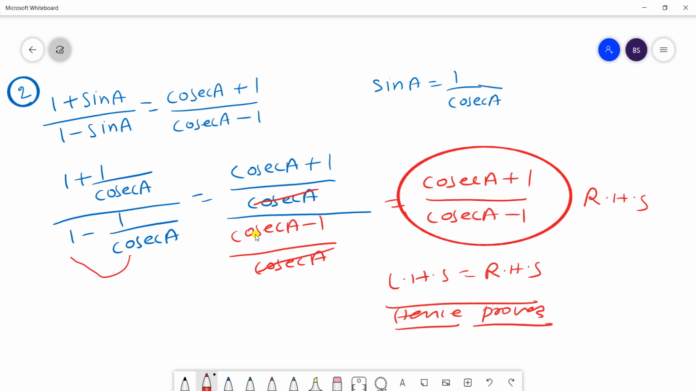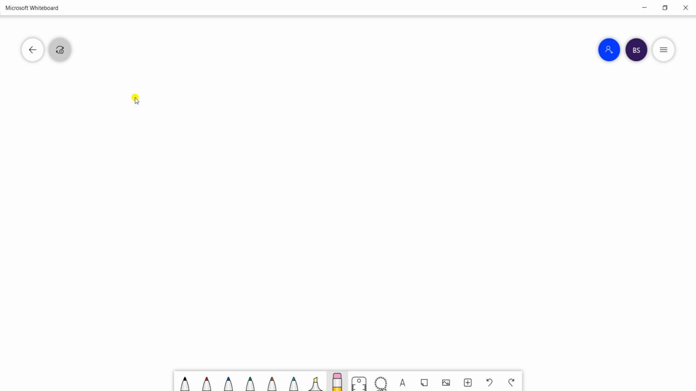Before going to question number 3, everyone should try question number 3. All of you try it, and then you have to see my solution. First of all, everyone has to try by yourself. Question number 3, on the same pattern.